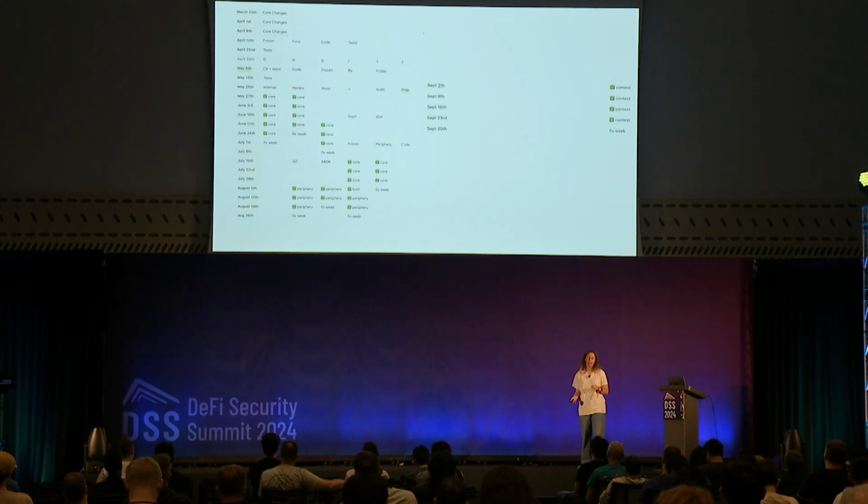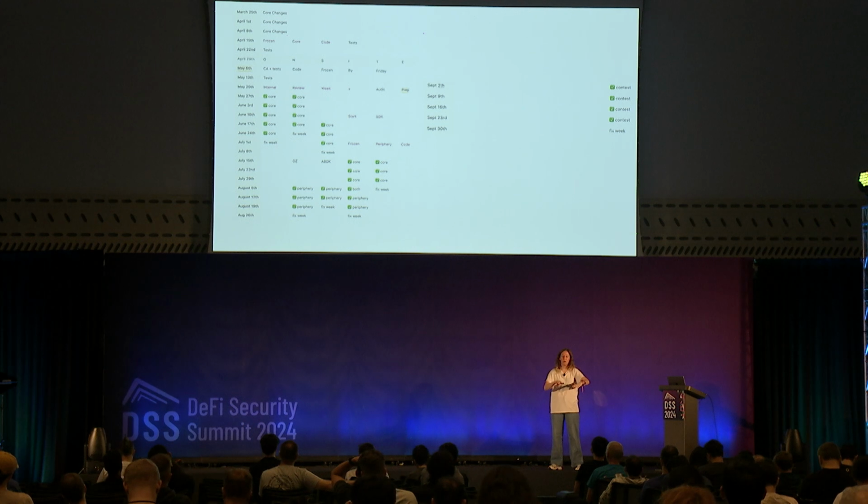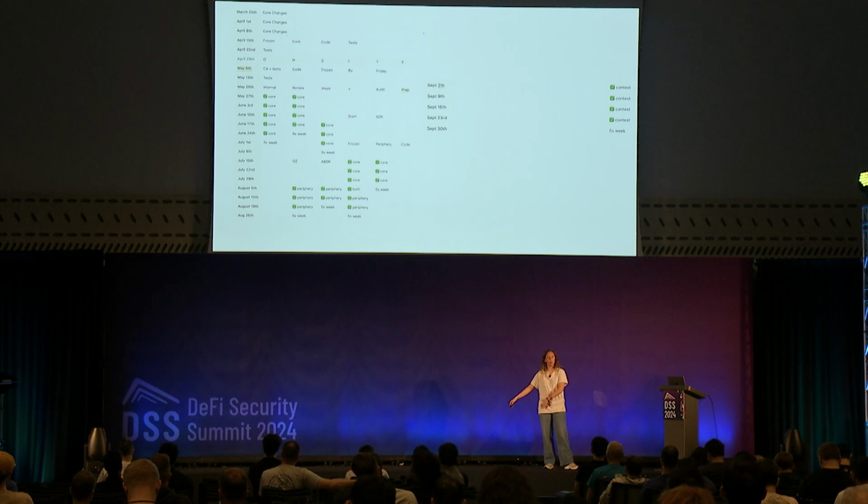This is what it looks like. Back in March, we scoped out what the audit process would look like. You can see it's a waterfall of audits where, in May, we start the first 2 audits on core, and then we start another audit a few weeks later, and we incorporate those changes, and then we do another core code audit. Same with periphery, and then finally the competition to wrap it all up.